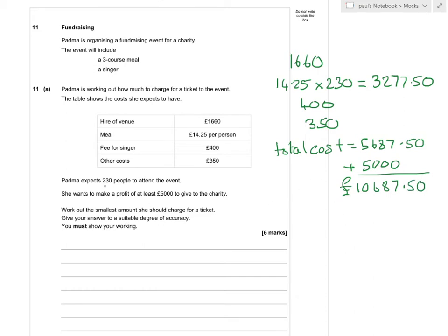Right, now 230 people, so we divide all of that by 230. So 10,687.50. Divide that by the 230, and that's how much we've got to sell the tickets for. So 10,687.50 divided by 230 people. It looks like we're going to sell the tickets for 46 pounds, and I'll round this up to 47. That's a dear night out, isn't it? So yeah, we're paying £14 for the meal, and you're paying another £30 for the singer.